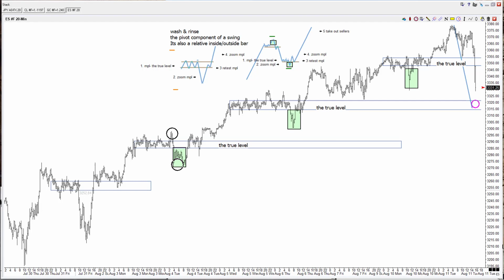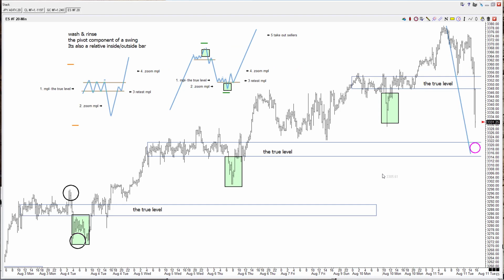And just like swings, you might not realize it. We spend a lot of time projecting the reaction leg or the impulse leg. You can also project the pivot component. So this would be minors, and that would be major, okay? So anyways, it's a place to read.